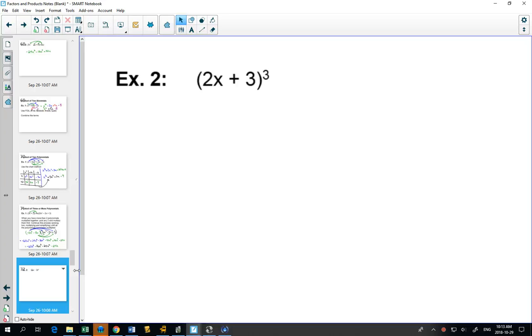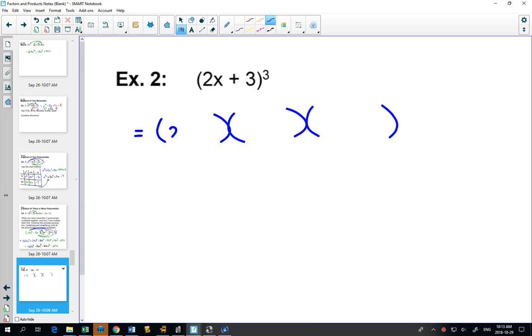That's wrong because what does a power of 3 or an exponent of 3 mean? This means that this is equal to 2x plus 3 times 2x plus 3 times 2x plus 3. We have 3 binomials all multiplied together, so we need to choose 2 of them to multiply first.